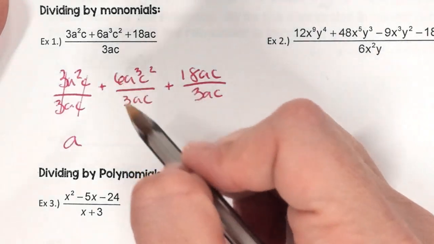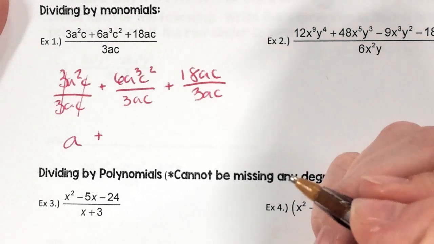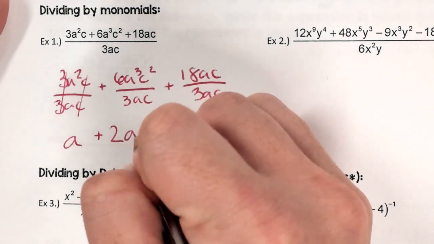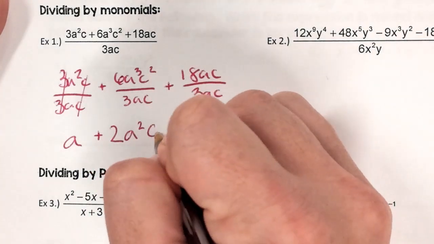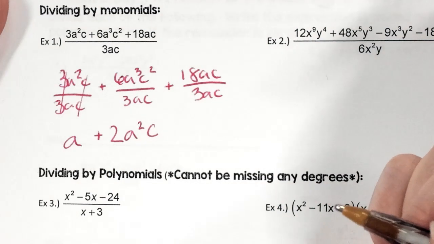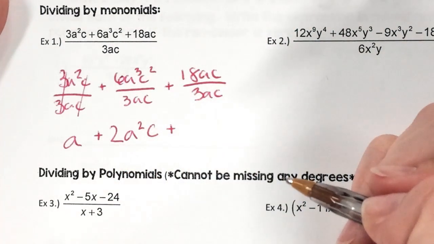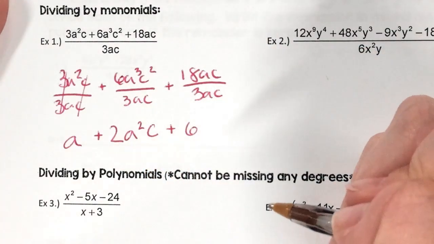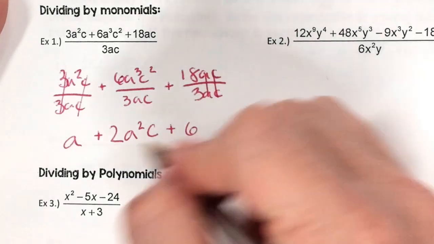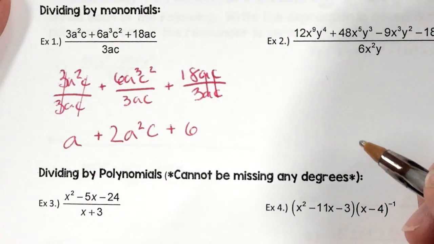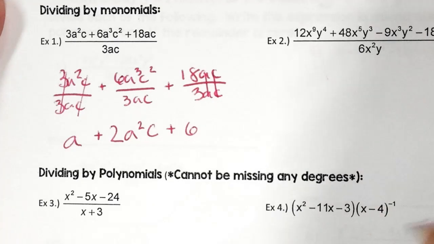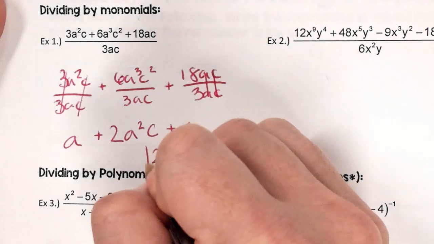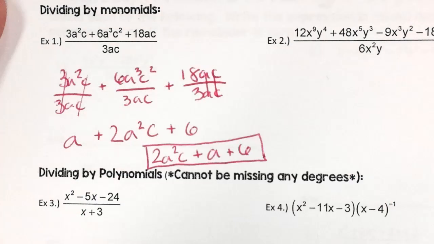Now look at this second one. What do I get? 2 A squared C, because 2 minus 1 is 1. Plus, what's 18 divided by 3? 6. And then what happens to the A and the C? And so there's my answer. Now, is it in proper order? No. What would be the proper order? Okay, so there's my answer.